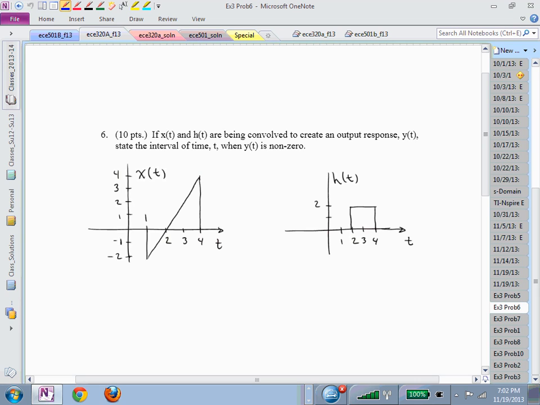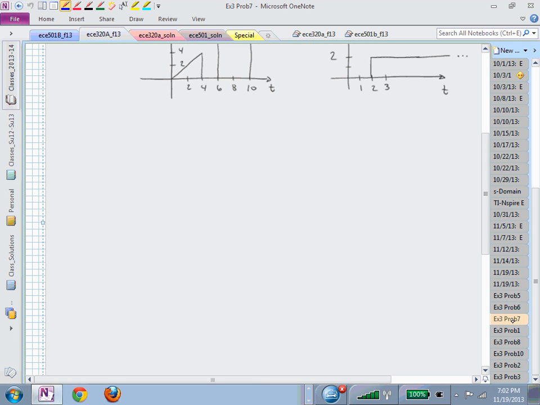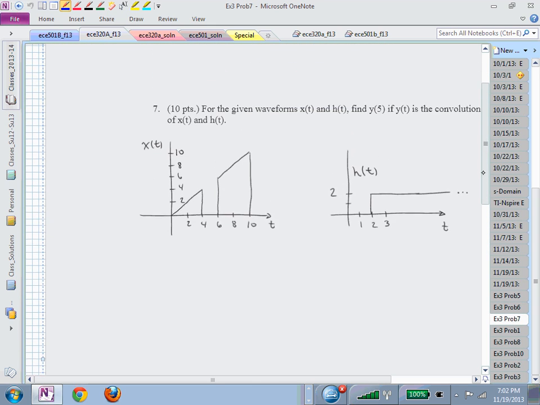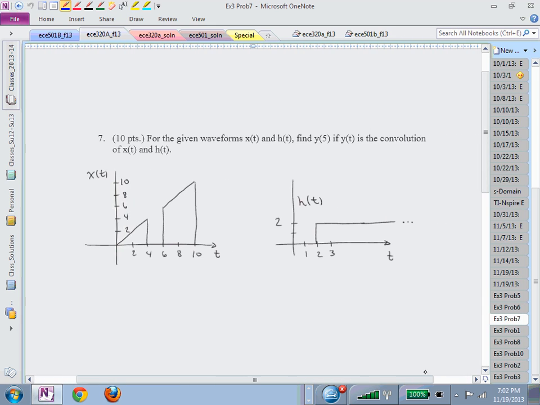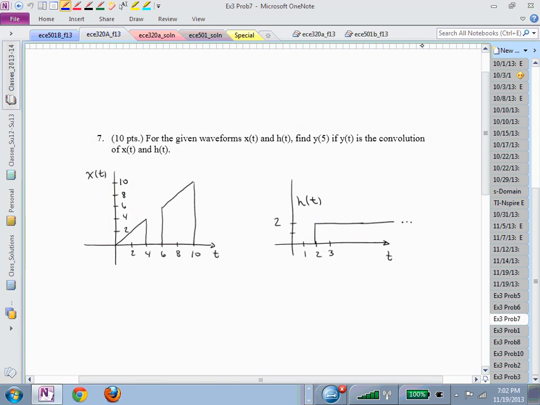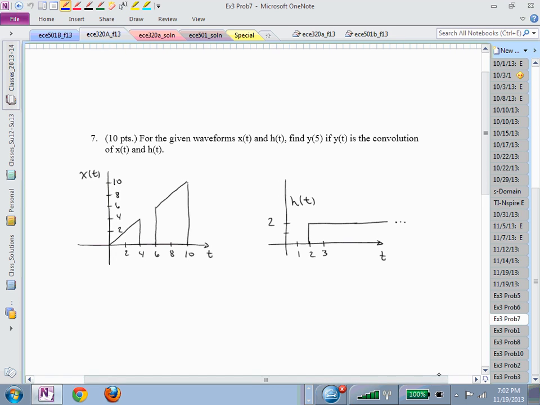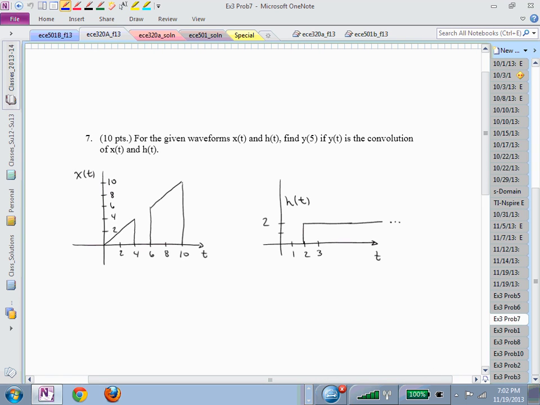So that's, now I lost my pen. Oh, you were hoping. 7, another convolution. So this one says, here are some waveforms, and you are asked to find what is the output at time t equal 5.